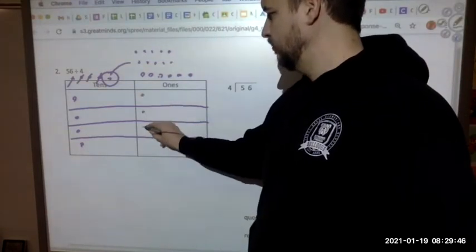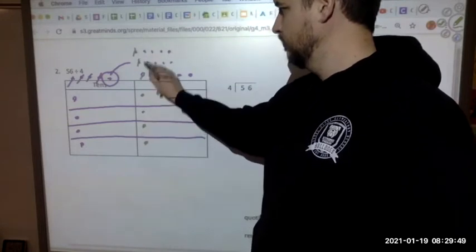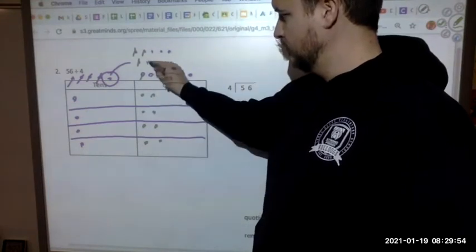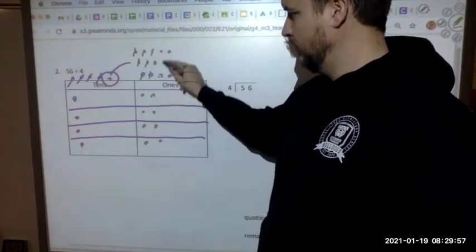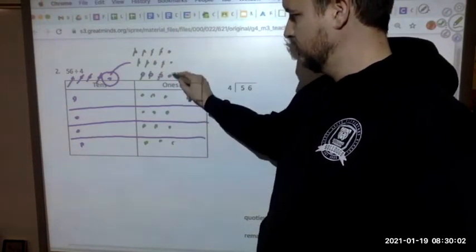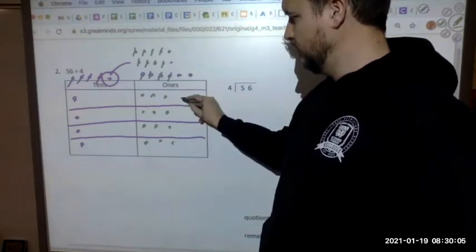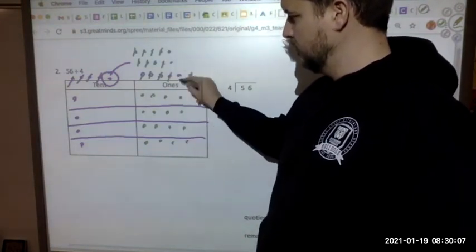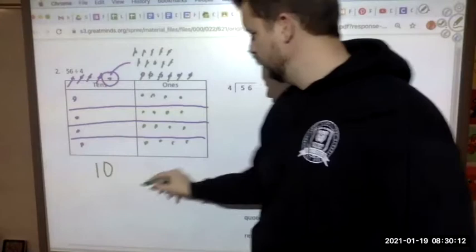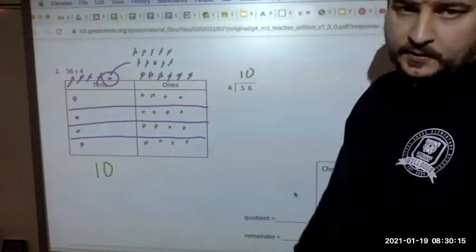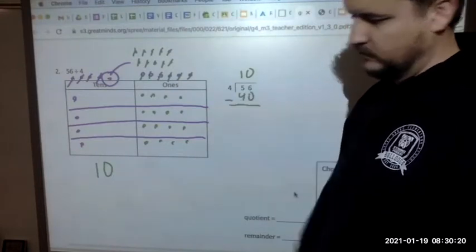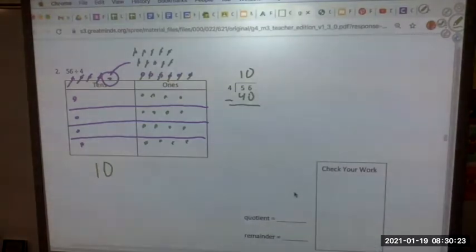1, 2, 3, 4. Okay, I have 1 10 in a group. So I'm going to put 10 on top. 4 times 10 is 40. Division is repeated subtraction, so I'm going to subtract. I get 16.